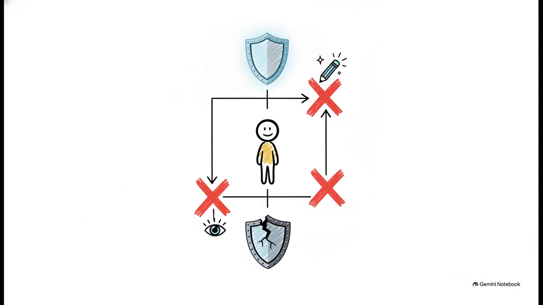And here's an easy memory hack for the exam. The word BIBA has an I in it, and so does integrity. Plus, BIBA's rules are the exact mathematical inverse of Bell-LaPadula's.